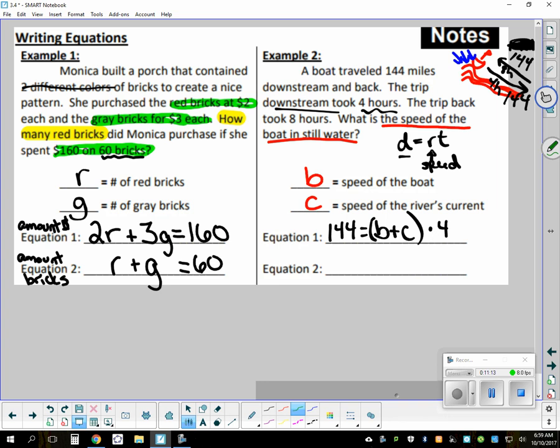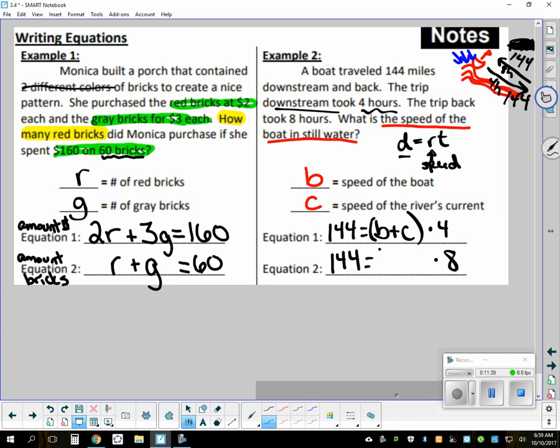Okay. Pause the video here and see if you can come up with a second equation. Okay, the second equation also uses d equals rt. Your distance is still 144. It's the same distance both ways. We finally figured that out. And your time is 8 hours.